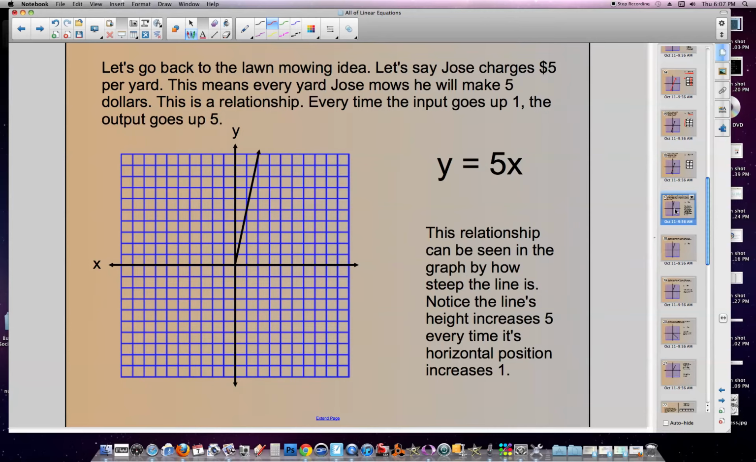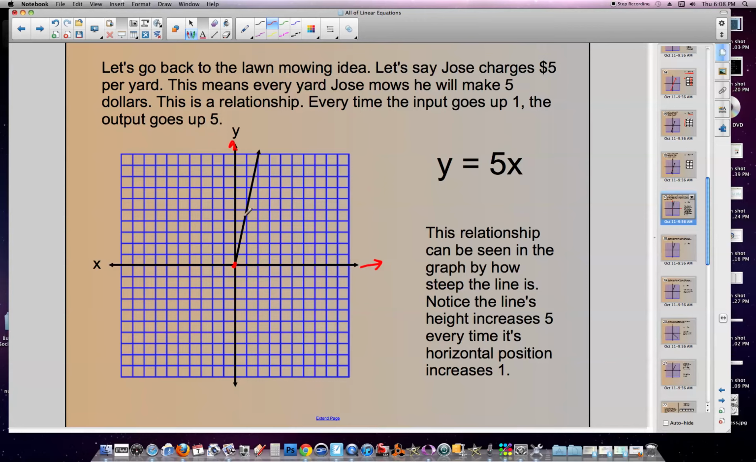So moving along, we're going to talk about something that's pretty important here. We're going to go back to an example in the previous video where I said that Jose charged $5 every yard he mowed. This means that every 1 yard he mows, he will get $5 out, right? The function is he gets $5 for every 1 yard he mows. So this is this relationship. Every time the input increases by 1, which means goes to the right by 1, because numbers on our number line increase when they go to the right, then his output, which increases going up, will go up by 5. And you can see that this is what controls how steep this is, right?